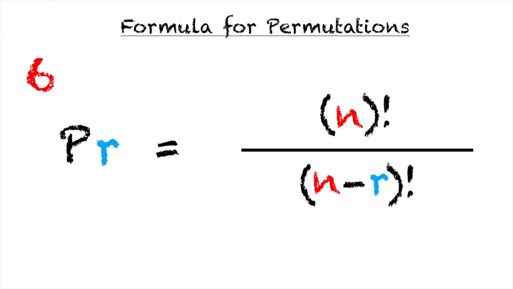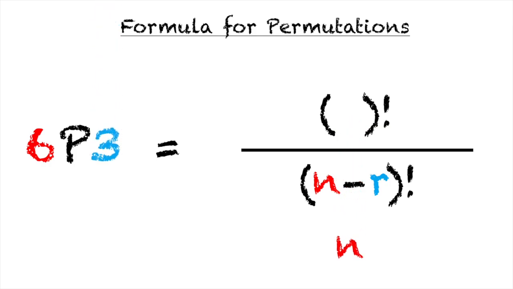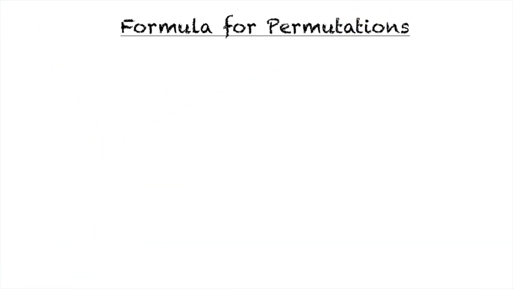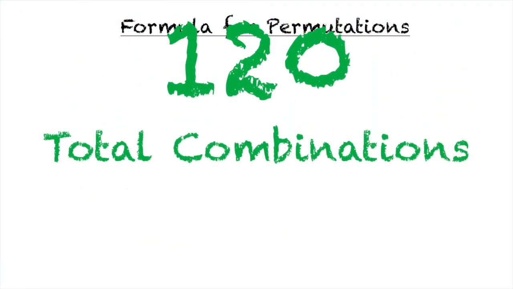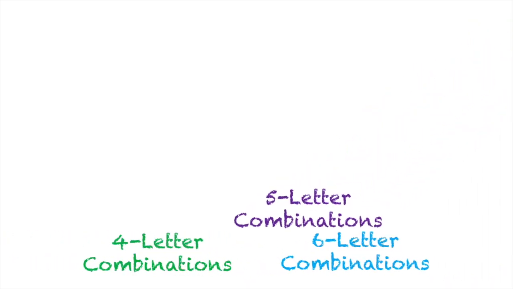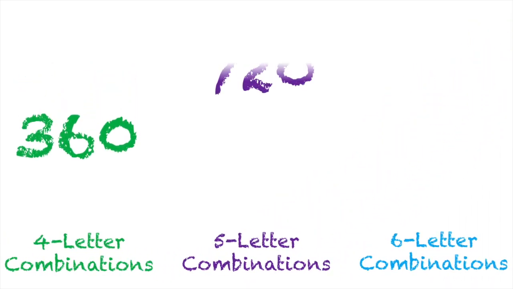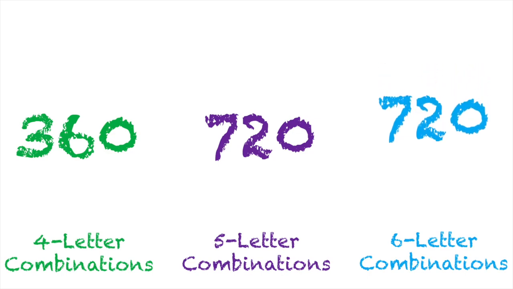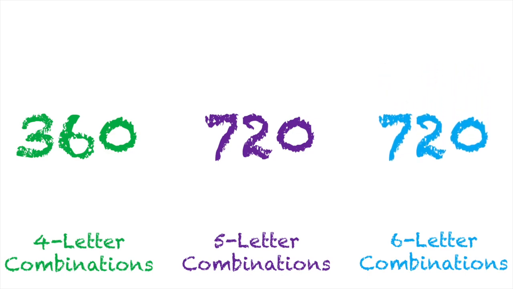Now we can just plug the numbers in for 6P3 to get the total number of combinations for a 3-letter word. 6 factorial is equal to 720, 6 minus 3 is 3, 3 factorial is 6, which gives us a total of 120 possible 3-letter words we can make. Using the same method, we reach 360 4-letter combinations, 720 5-letter combinations, and also 720 6-letter combinations.